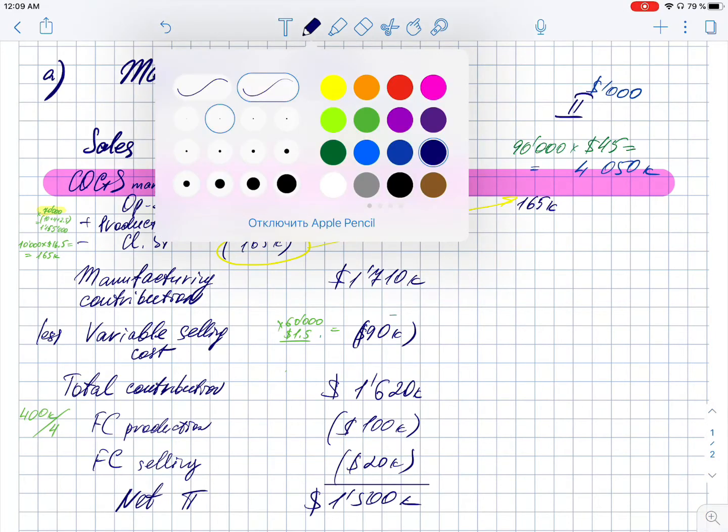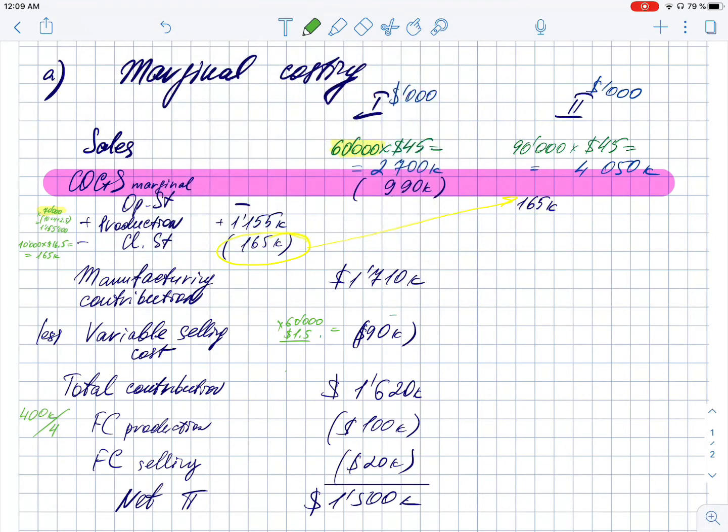Then we have to consider production. The company produces 100,000 units in the second quarter, and the variable costs wouldn't change, the same 16.5, and eventually that gives us $1,650,000 of production costs. So we have to add that amount here, 1,650, and then we have to consider closing stock.